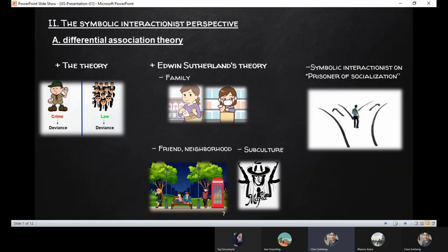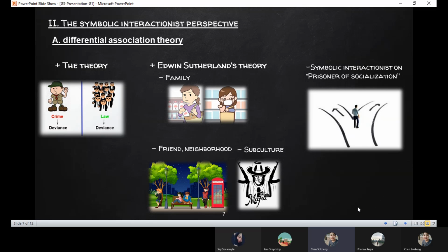We can also look at the symbolic interactionist take on the prisoner of socialization. An issue that comes up over and over again in sociology is whether we are prisoners of socialization. Symbolic interactionists stress that we are not a mere pawn in the hands of others. Instead, we are not destined to think and act as our group dictates. Rather, we help to produce our own orientation to life by joining one group rather than another.